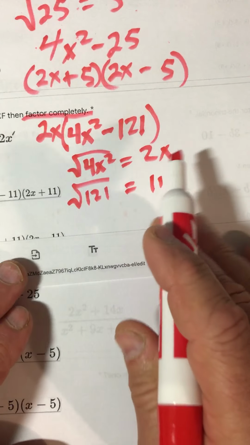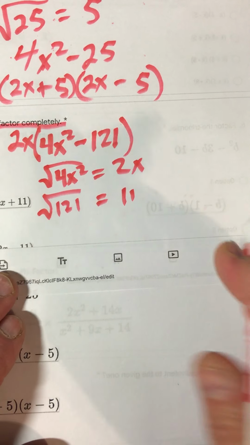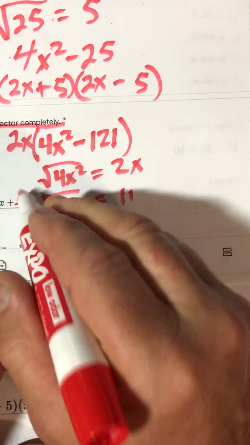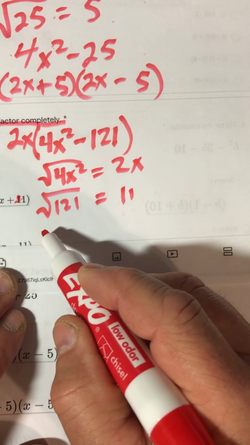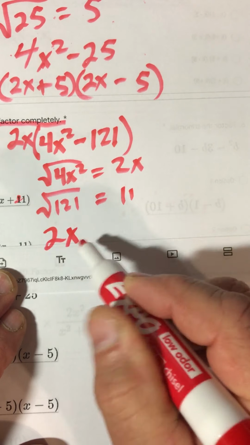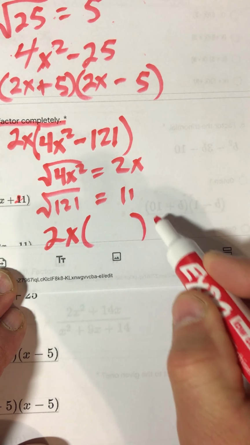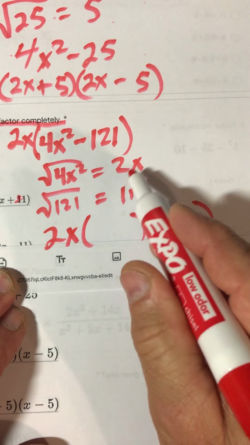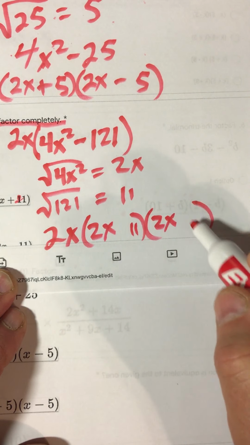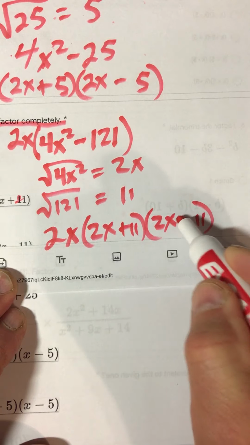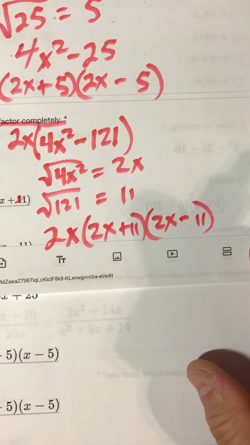So we want to continue factoring completely. We need to continue factoring completely. So I'm going to put 2x and then 2 sets of parentheses with the 2x and 2x, 11 and 11, plus minus. Okay?